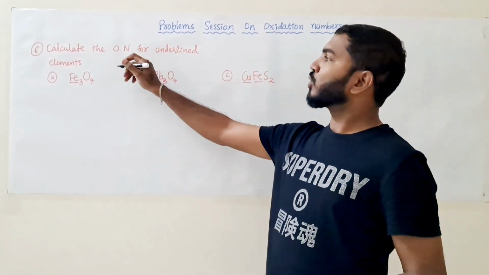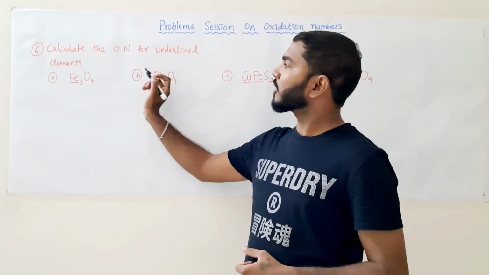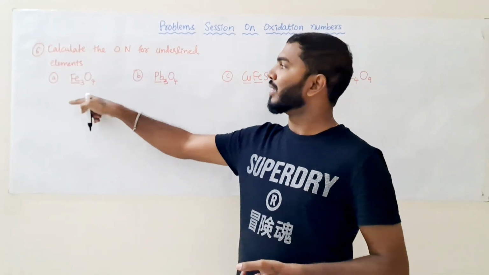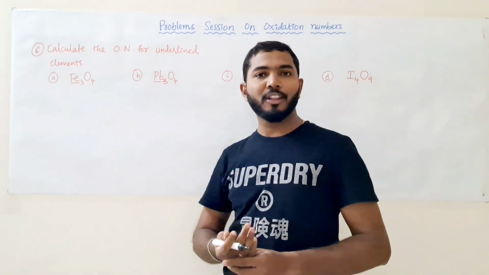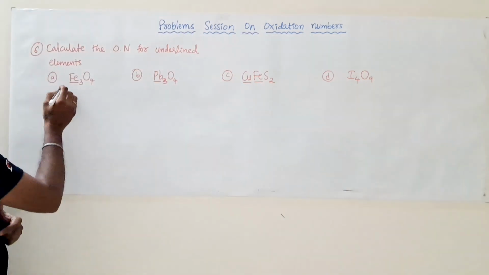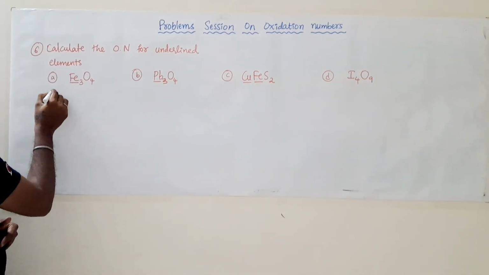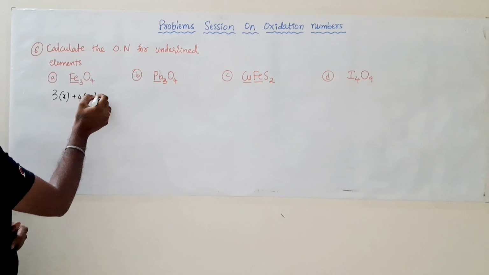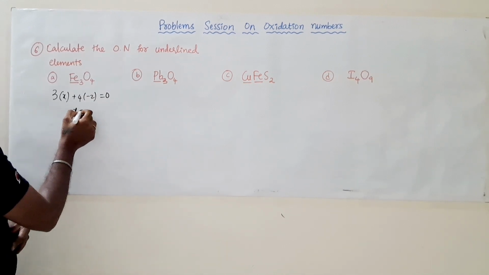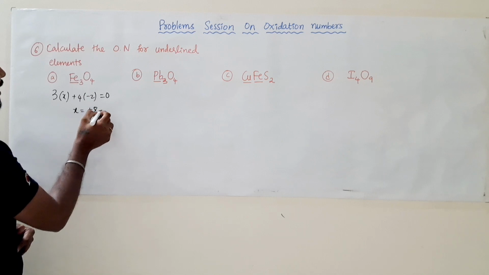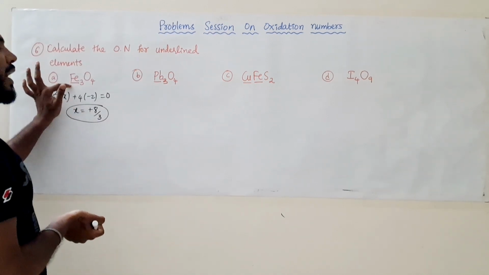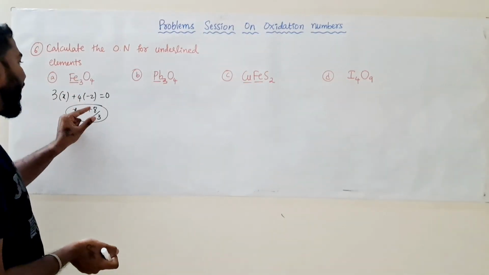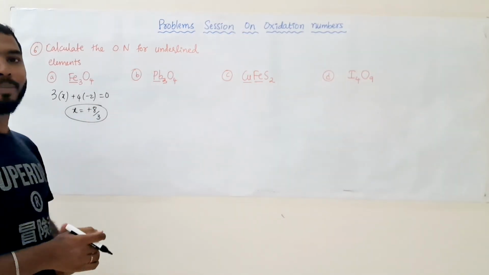Okay, next let's move to some special cases in oxidation numbers. Here we need to calculate the oxidation numbers for the underlined elements. If you see the first one, that is Fe3O4. Normally, how do we calculate the oxidation number? We need to find the oxidation number for iron. So that is 3 into X plus 4 into minus 2 is equal to 0. Then the value of X we are going to get is plus 8 by 3. This is actually for 3 irons. We have 3 iron atoms in this, so for the 3 iron atoms the average oxidation number is coming out as plus 8 by 3.